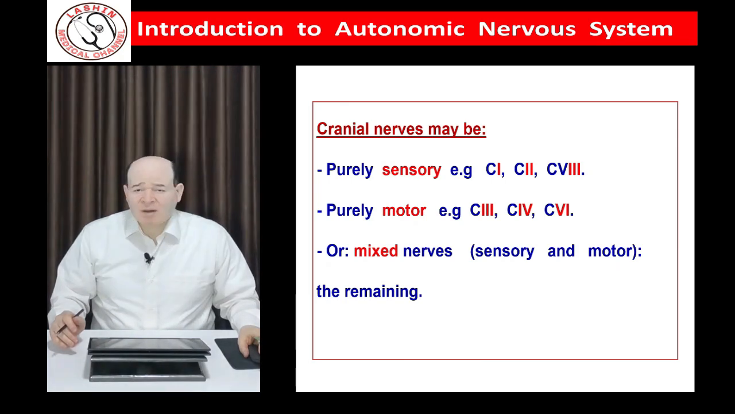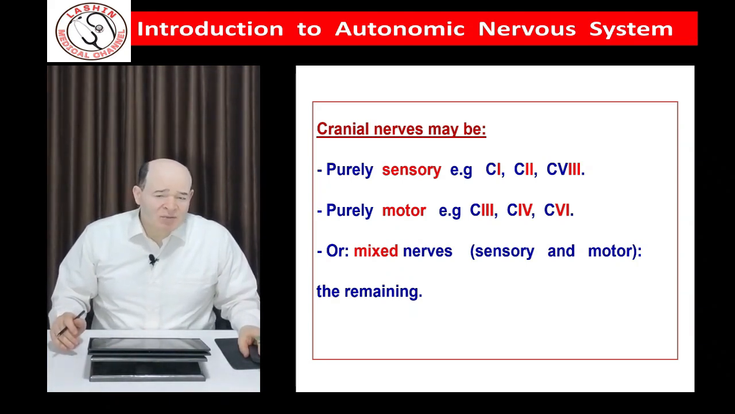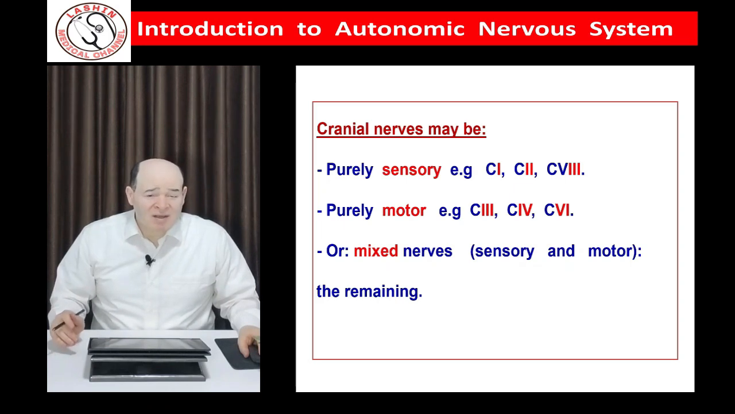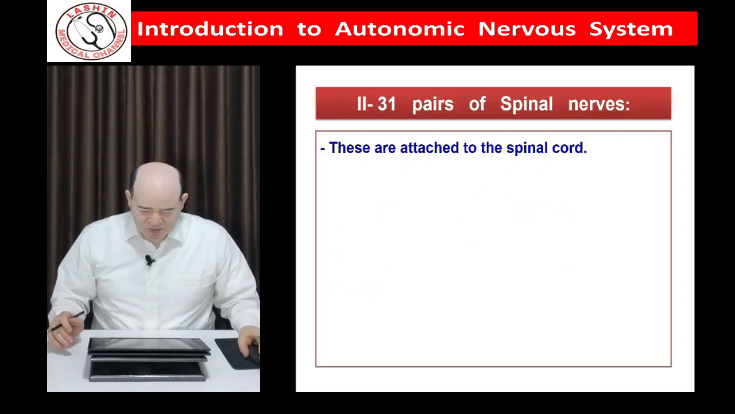Some of them are purely sensory, like number 1, number 2, and number 8. Some are purely motor, like number 3, number 4, and number 6. However, the remaining 6 nerves are mixed nerves. They have both sensory and motor functions.